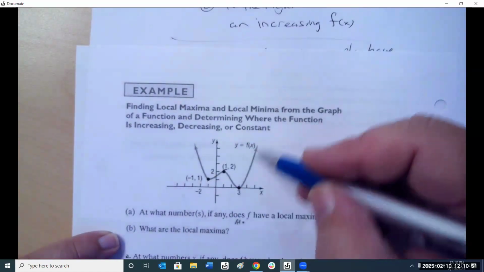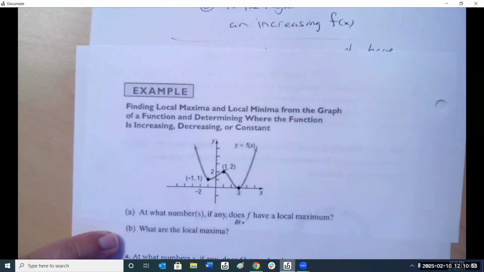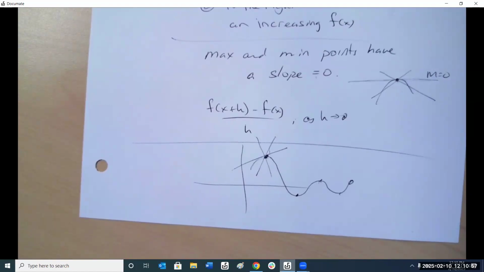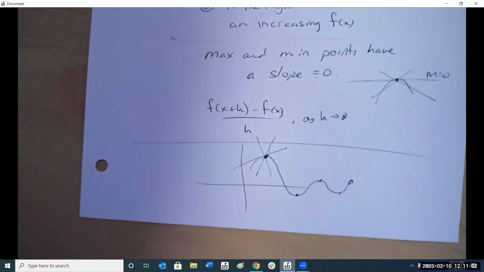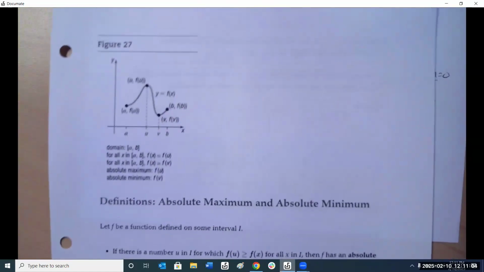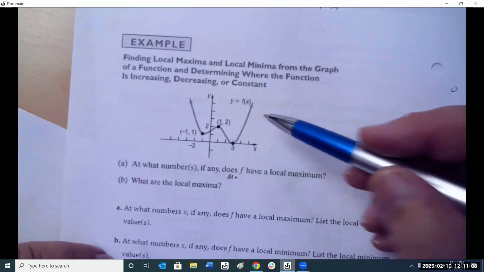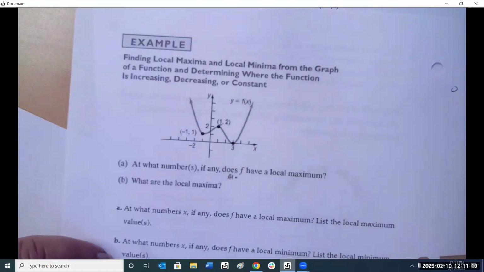Remember, these go on forever, so you can't really say that they're maxima because they never end. It's only physical points you can get to. About this one, what about the absolute? Does it have an absolute extrema?